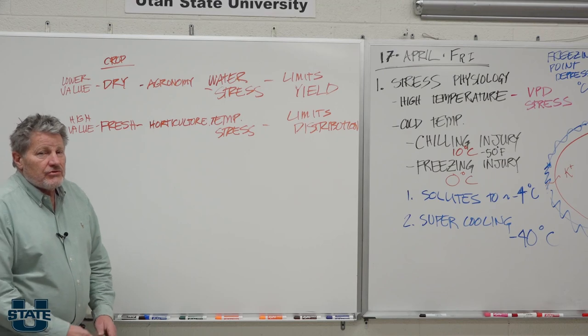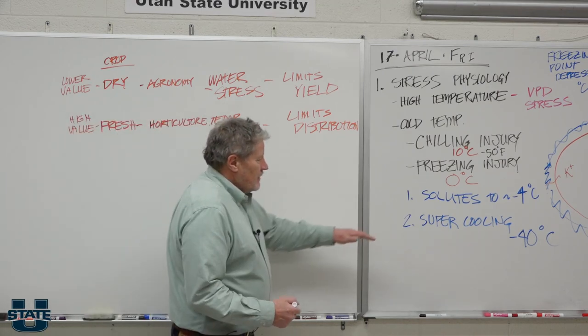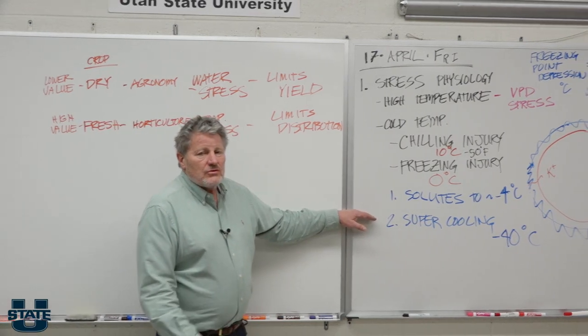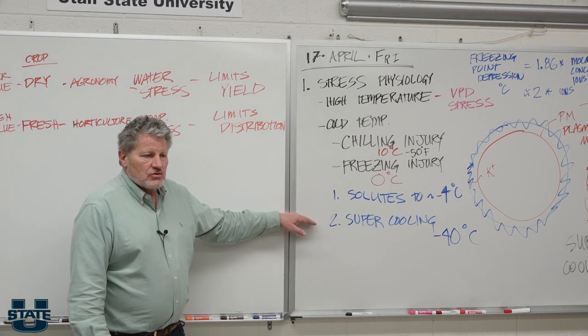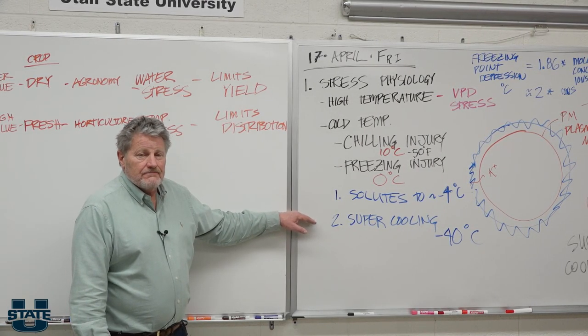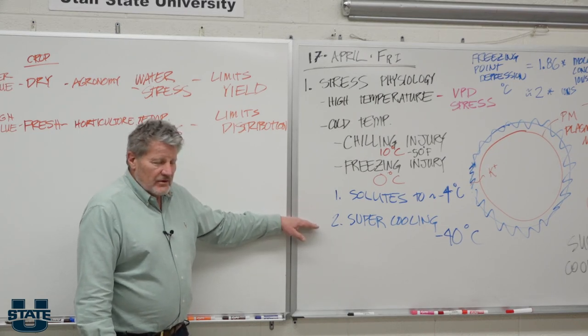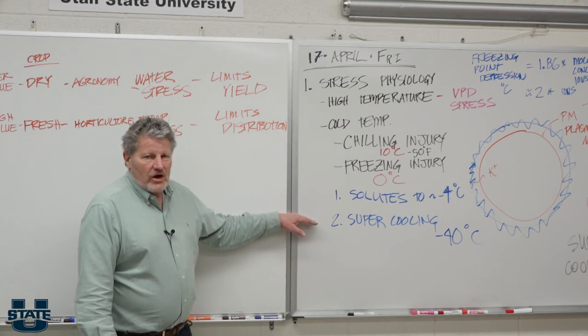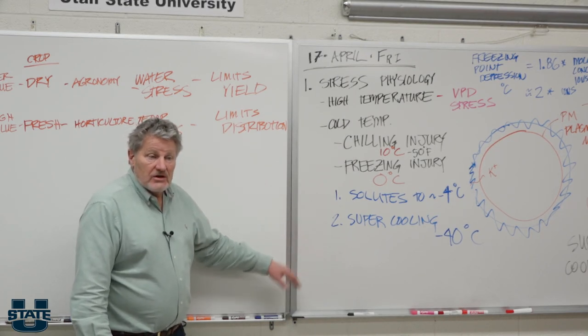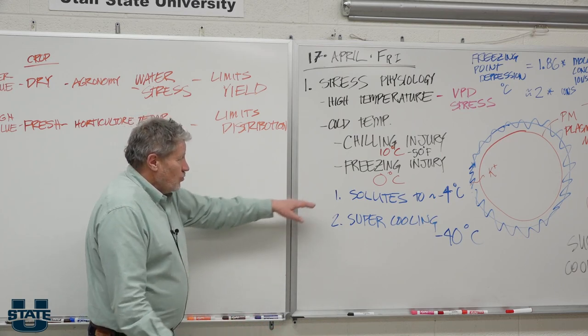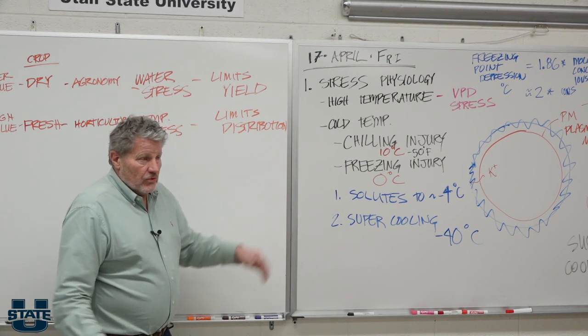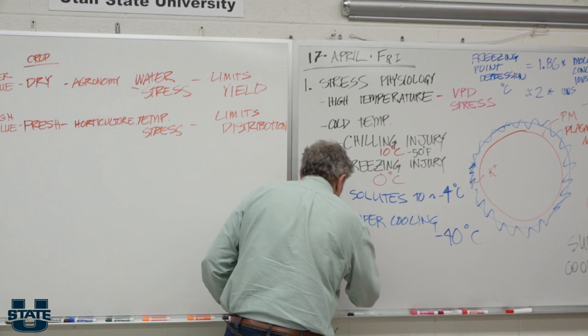But there's a third mechanism. Plants grow in places where it gets colder than minus 40 C. Alaska, trees, above the Arctic Circle. Plants are not all killed, even at minus 40 C, and that's way below the supercooling point. So there's got to be a third mechanism.